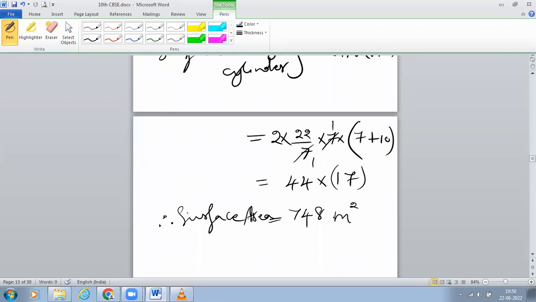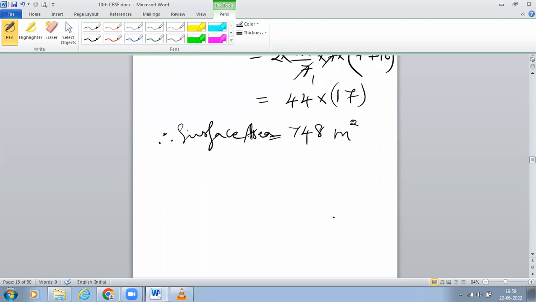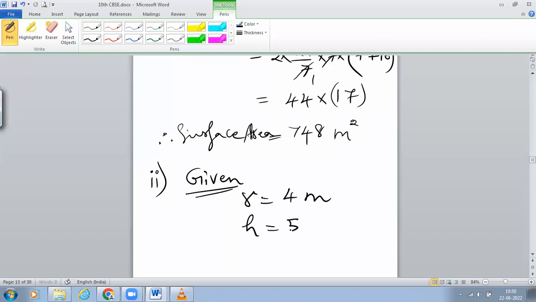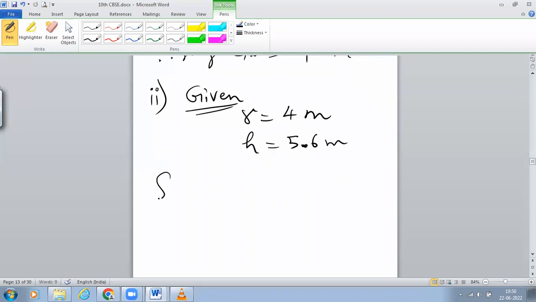Okay, now second subdivision. Shall we proceed with the second one? Yes, sir. Okay. Second subdivision also is the same question, finding the surface area of the cylinder, but the data are different. Here the radius is given as r equal to 4 meter and height is given as 5.6 meter. Now we have to find the value of surface area. Surface area means total surface area. The formula is 2 pi r into r plus h, or h plus r.